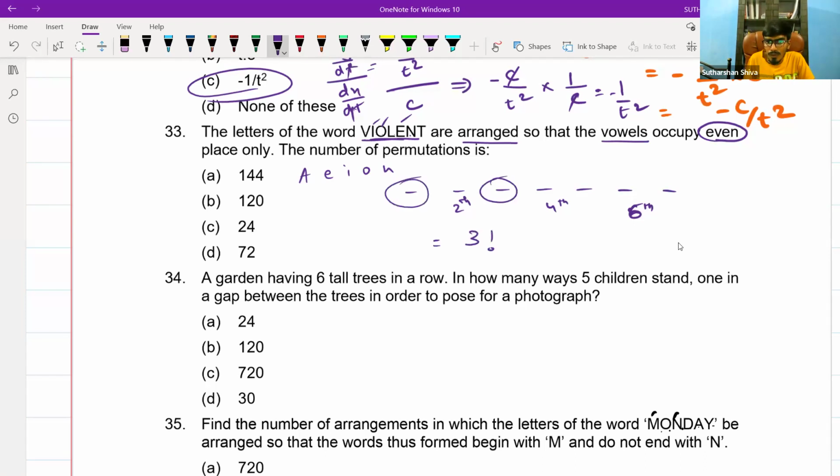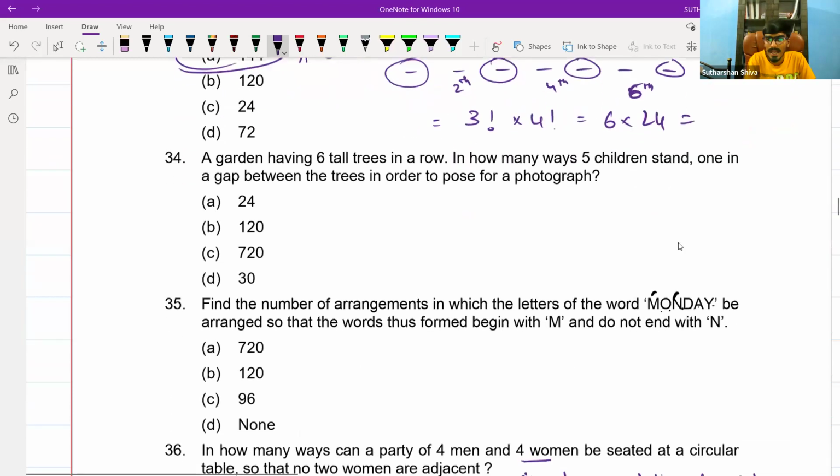Then 4 places are left. That will arrange in 4 factorial. 3 factorial is nothing but 6. 4 factorial is nothing but 24. 6 into 24 will become 144. Option A is my answer.